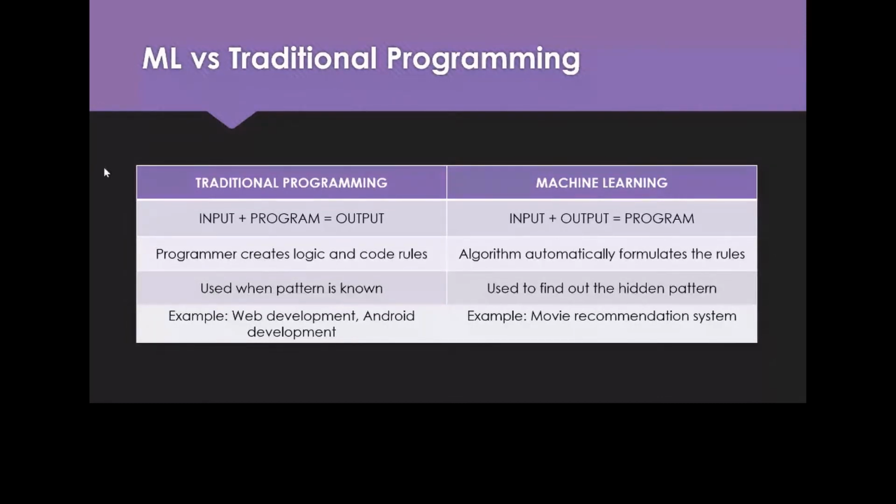In traditional programming, the programmer will create the logic and the code rules, while in machine learning, the algorithm automatically formulates the rules. Traditional programming is used when the exact pattern of logic is known to you beforehand, while in machine learning, the machine finds the hidden pattern by being fed both the input and the output. Examples of traditional programming are web development, Android development, or desktop application development, while machine learning can be used, for example, in movie recommendation systems, product recommendation systems, image recognition, and many more such applications we will learn later on.